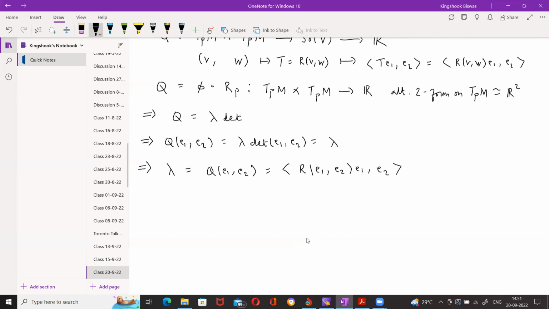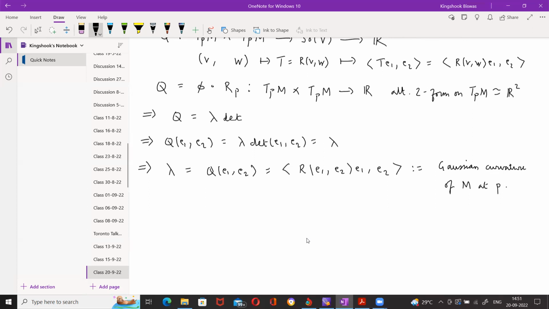Now this thing here is what is defined to be the Gaussian curvature of M at P, where M is a surface, right? So this tells you that this alternating bilinear form, what multiple of the determinant it is.